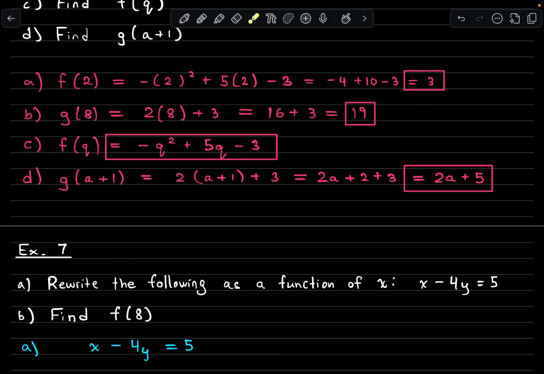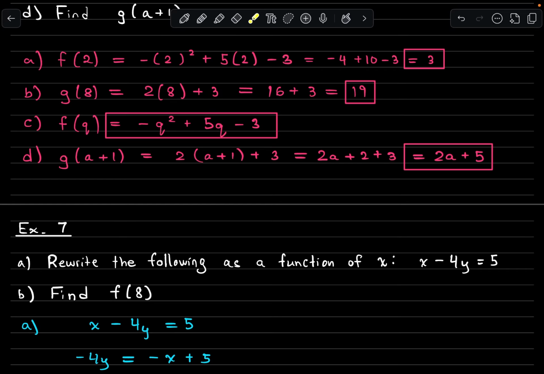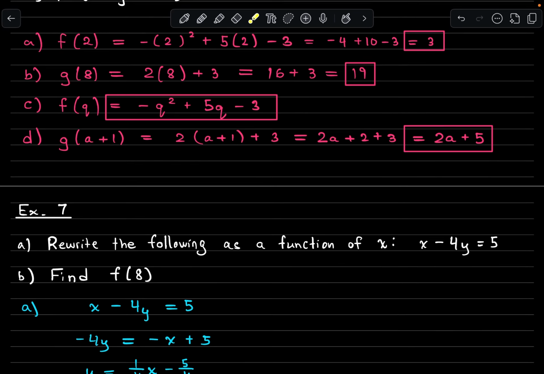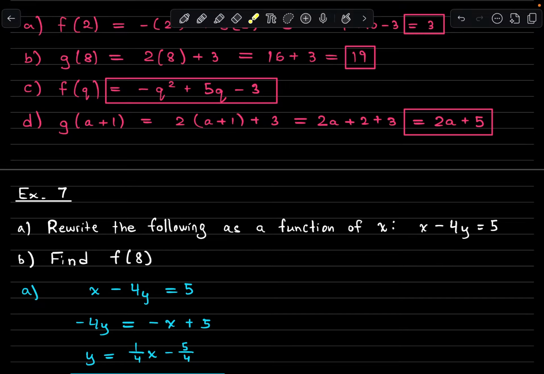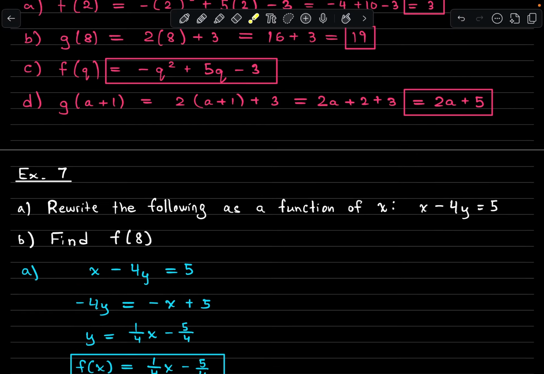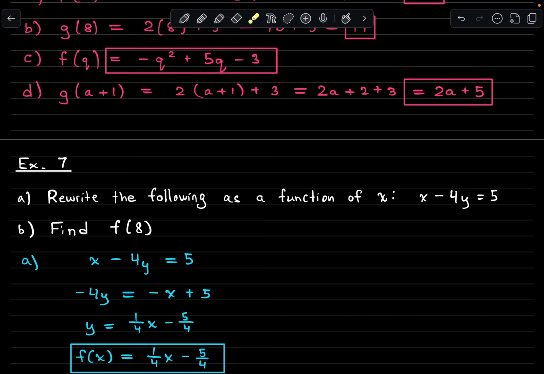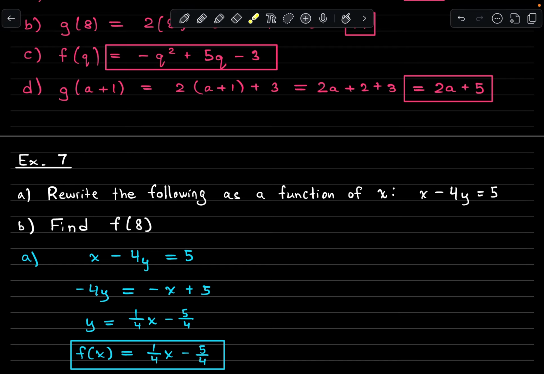We'd like to isolate y, so we're going to subtract x from both sides. Negative 4y is equal to negative x plus 5. Our last step here is going to be to divide both sides by negative 4. So negative x divided by negative 4 is the same thing as positive 1/4. Positive 5 divided by negative 4, we can just leave that as negative 5/4. So we've isolated y, and now we're just going to replace that y with f of x. Okay, so this is our function f of x.